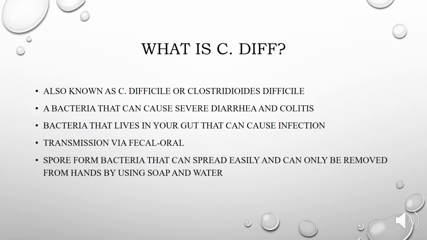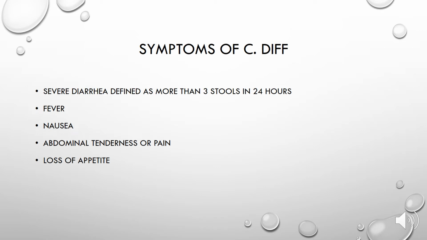What is C. diff? C. diff, also known as C. difficile or Clostridioides difficile, is a bacteria that can cause severe diarrhea and colitis. It's bacteria that lives in your gut that can cause infection. It is transmitted via the fecal-oral route, and C. diff is a spore-form bacteria that can spread easily and can only be removed from hands by using soap and water. Symptoms of C. diff: we have severe diarrhea, defined as 3 or more stools in 24 hours, fever, nausea, abdominal tenderness or pain, loss of appetite.